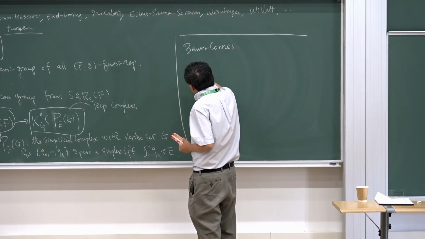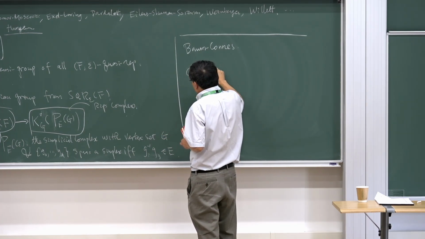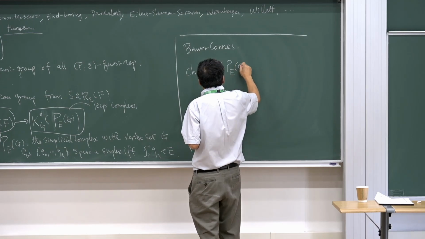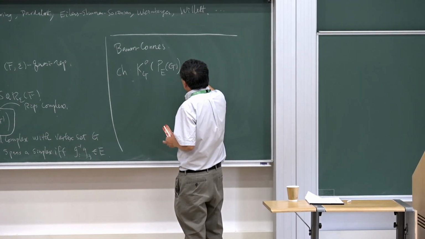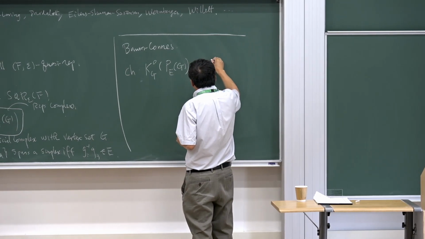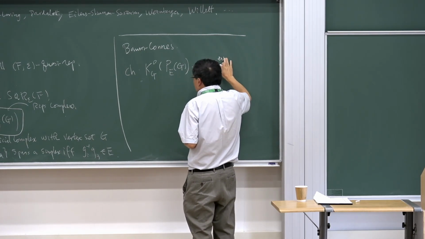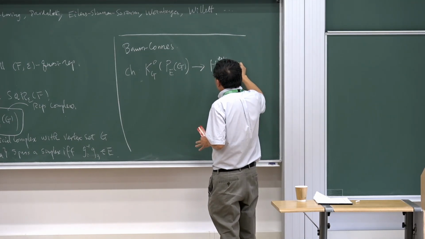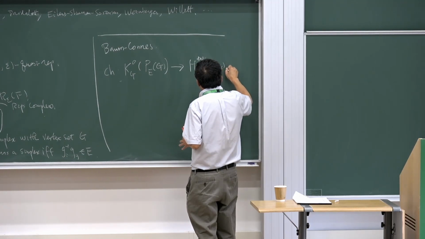Baum and Kahn define a chain character from a space like this to some even dimensional cohomology. It depends on how much time I will have. If I have time, I will explain this in more detail.